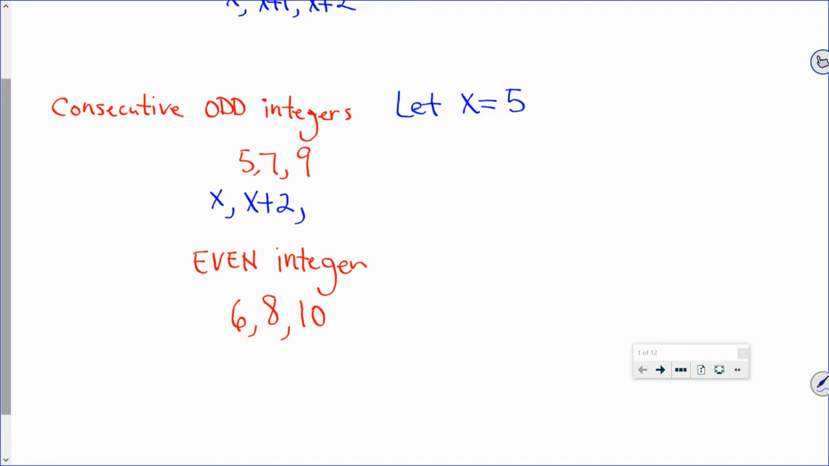What would be my next integer then? If the first one's x, the next one's x plus 2, what's the next one going to be? The next odd integer, x plus what? 4. Yeah, 4. I mean, check it out. If x is 5, 5 plus 2, 7. 5 plus 4, 9. So that works, doesn't it?